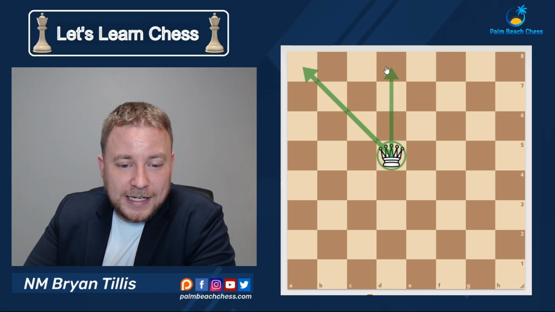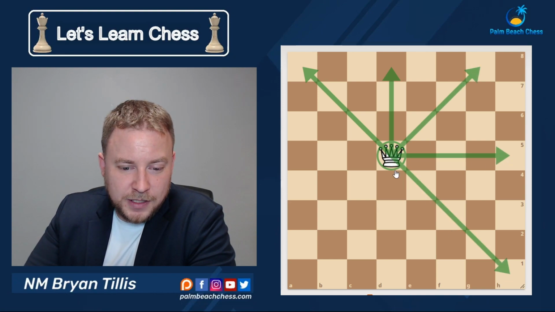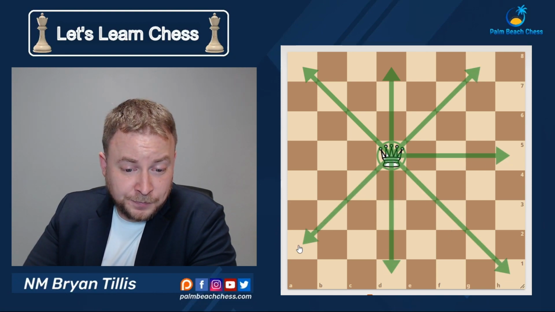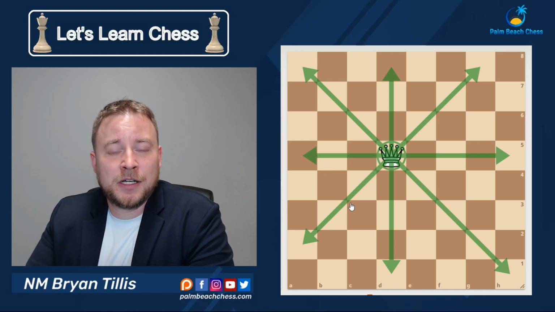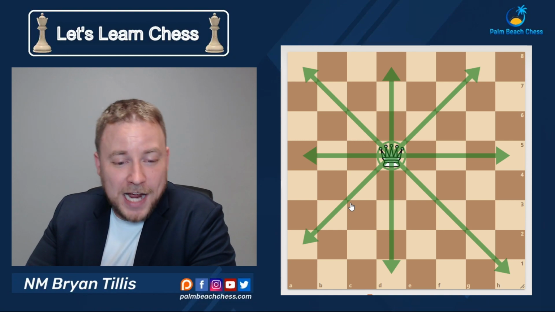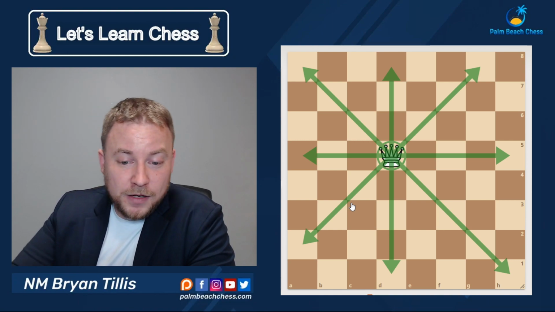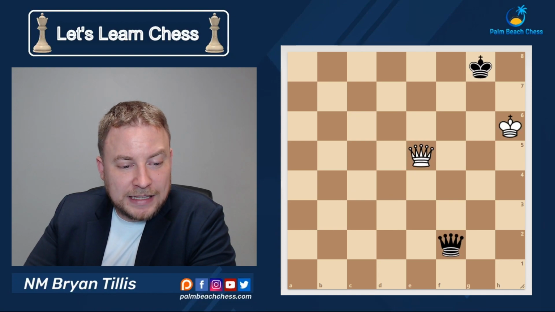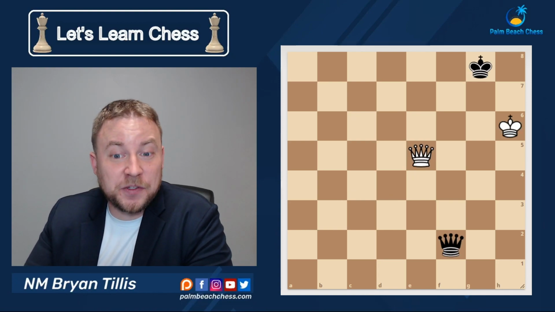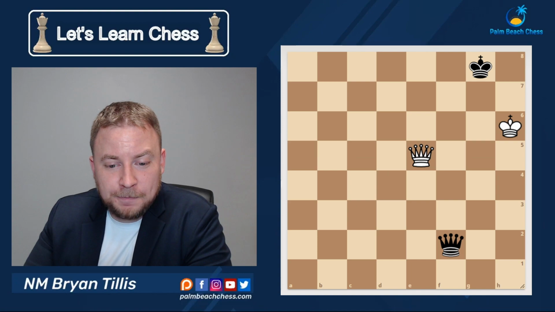I'm going to highlight every square that this queen can move to with our arrows. And what we notice here is she is the master. Verticals, horizontals, and diagonals. She can move anywhere that you see the arrow pointing. Next up, let's see actually how these pieces move with our king and queen.